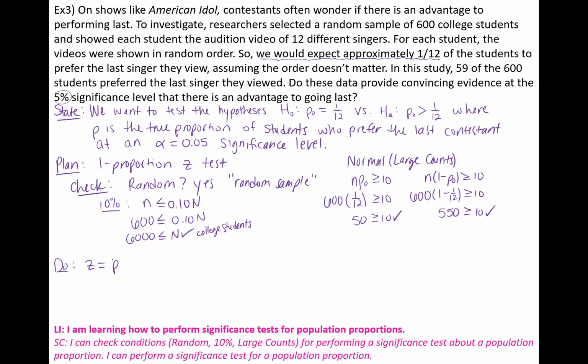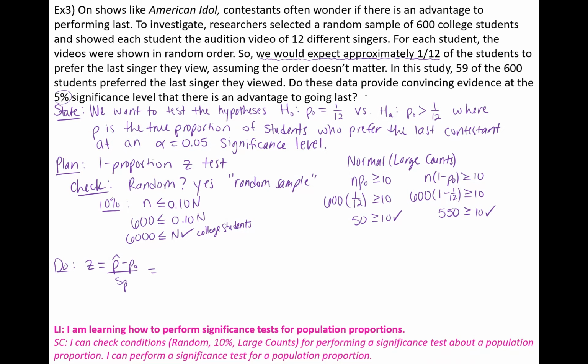Z equals p hat minus p naught all over the standard deviation of p hat. And so I'm going to plug in those values. For p hat, because 1/12 isn't very friendly, I would put that into a calculator. I'm sorry, that's p naught.